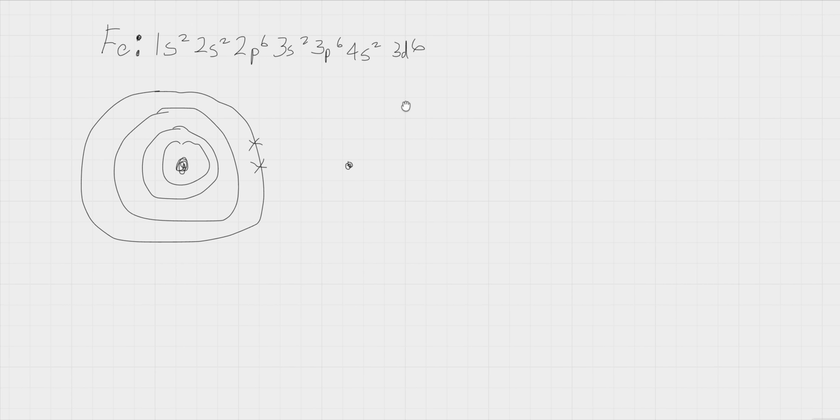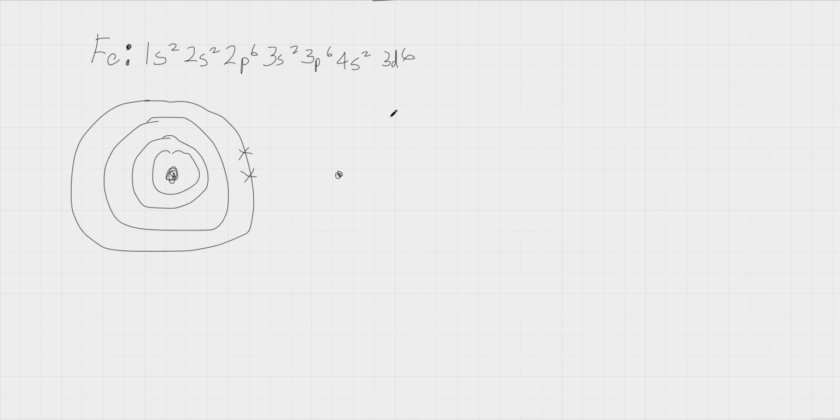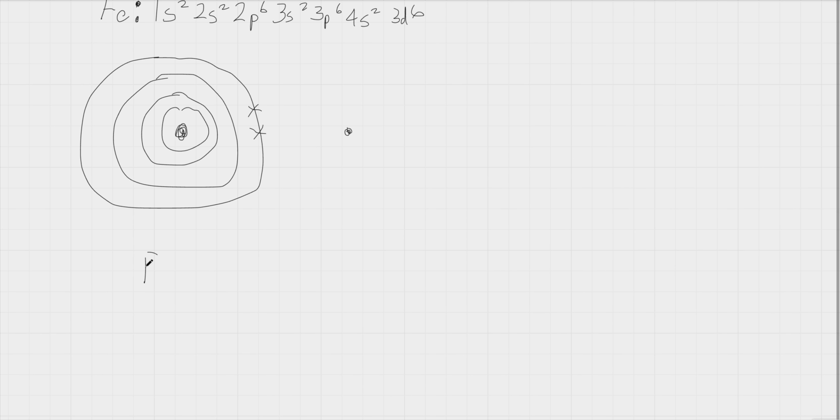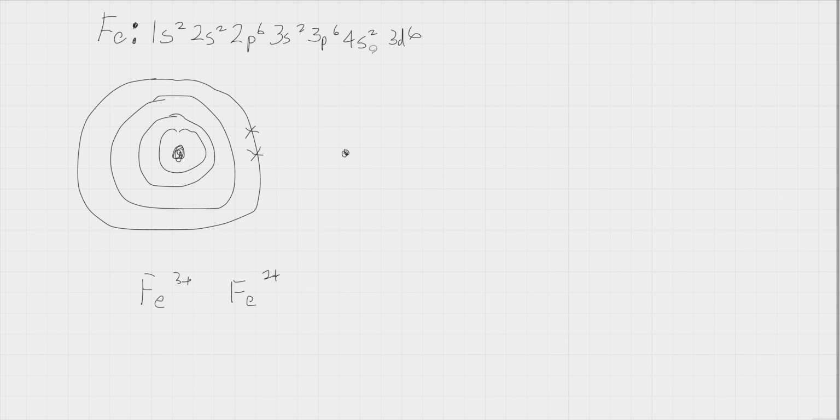And one more thing I want to cover here is that certain shells at certain points are very stable. So you typically see iron 3 plus and iron 2 plus, but we rarely see anything like iron 4 plus or iron 5 plus. In fact, they're practically non-existent in the natural world. The reason for this, let's look at this.